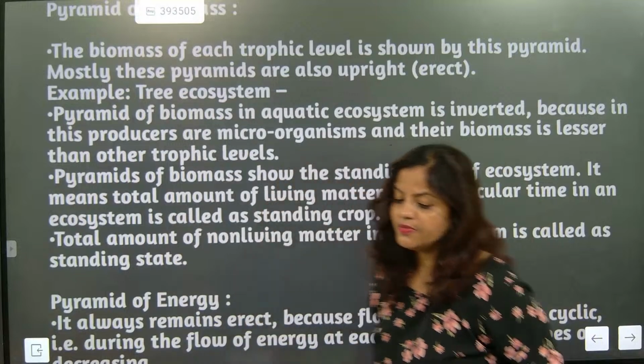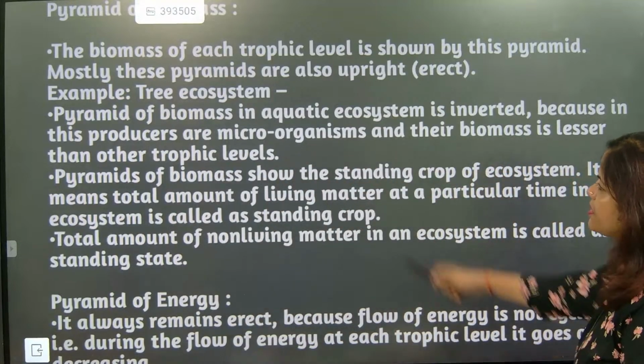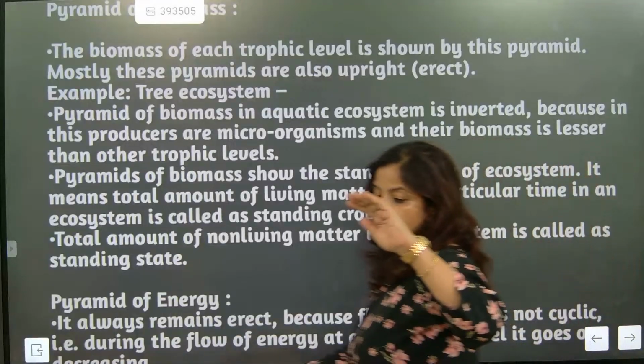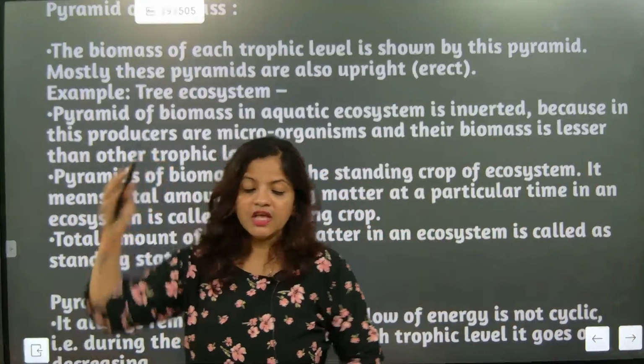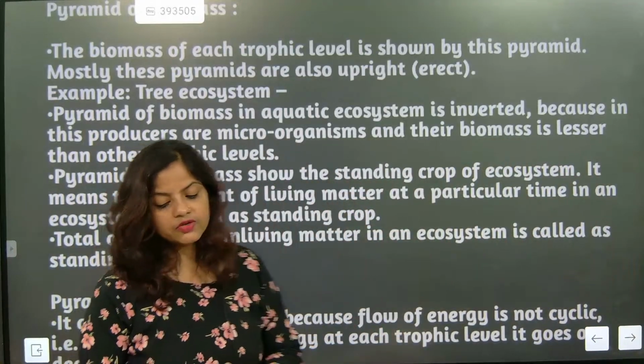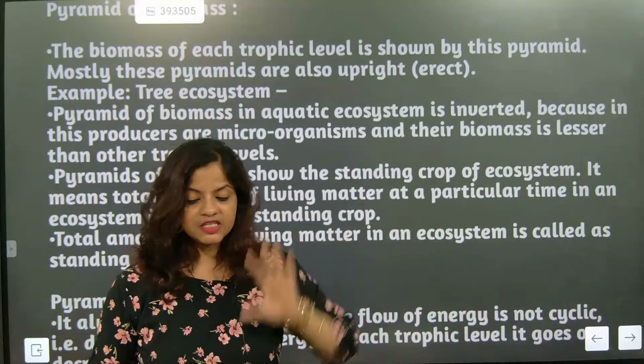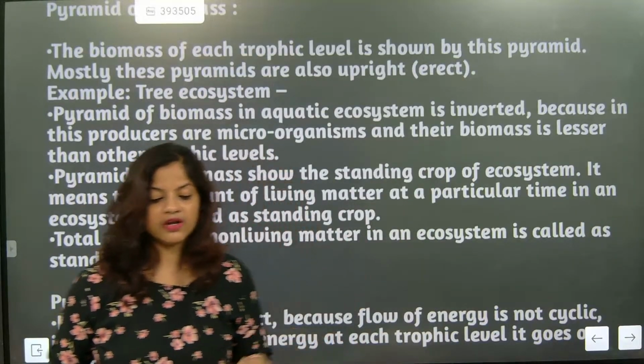Got it? So that means what? Here please pay attention. The pyramid of biomass in an aquatic ecosystem is inverted, beta. Why the aquatic ecosystem? Because it starts with microscopic organisms or plants that are present. Okay? Microscopic organisms or plants.